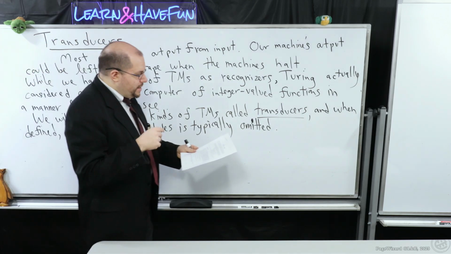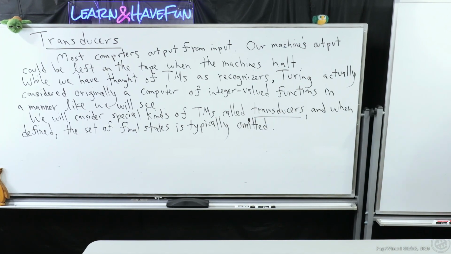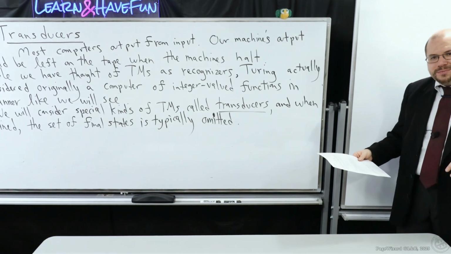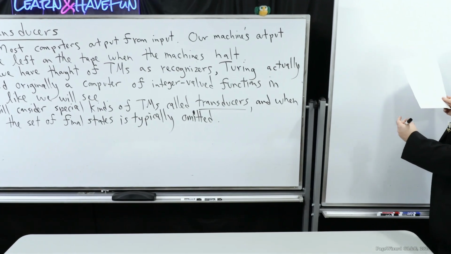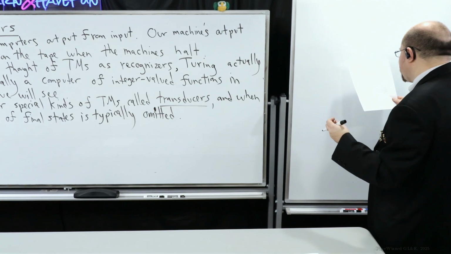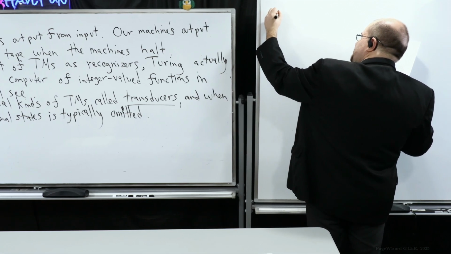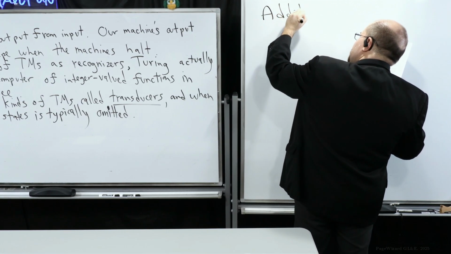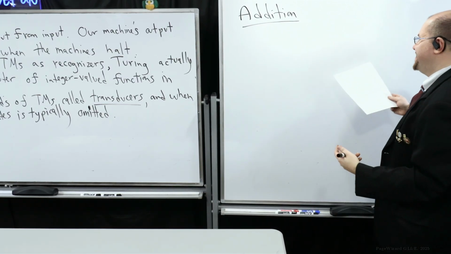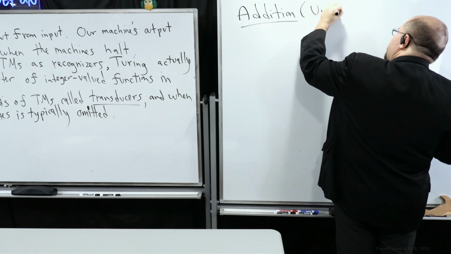But let's talk about it now. Let's do an example. I promised you we would see how we could do some things with these Turing machines. We've already seen how it can convert symbols into other symbols. In a very basic example, we also saw how to process strings that belong to some regular expression. Let's talk about addition. So we're going to consider unary addition.